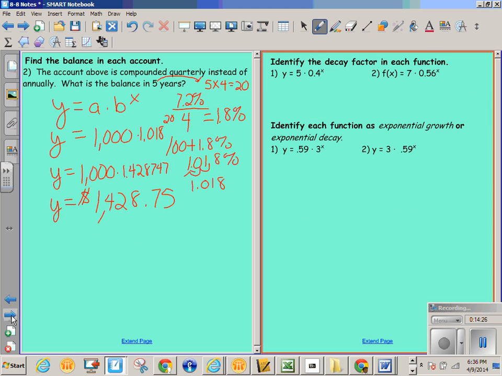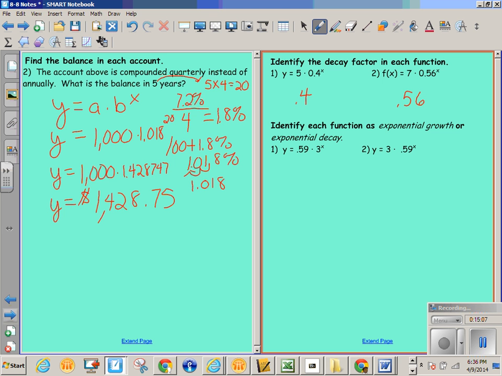All right, now we're just going to do some simple identify the decay factor in each function. The decay factor is what is happening to the equation. So this is kind of like what we talked about in the video where we had the photograph. If we're talking about a photograph, and it's 90%, then it would be decreasing at a rate of 90%. 90% of that, 90% of the next one, 90%. So this is going to be our decay factor, or 0.4. And then our decay factor in the second one would be the 0.56, or we could think of that as 56%.